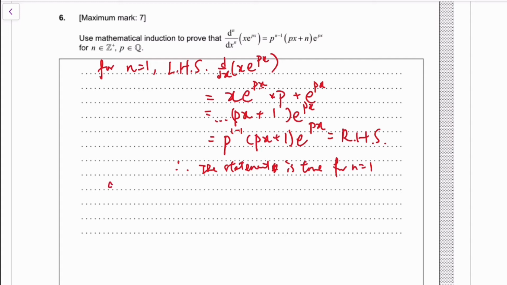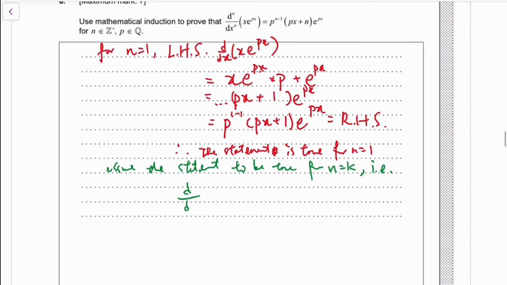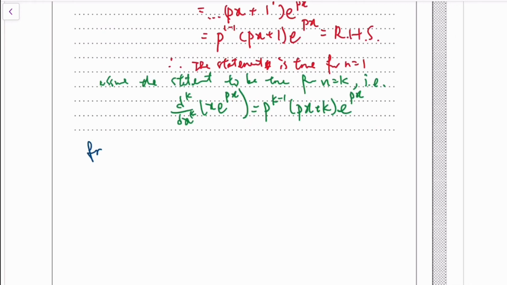Then assume, use a different color, assume the statement to be true for n equal to k. That is, usually I write out explicitly. That means the kth derivative is assumed to be p to the power of k minus 1, p times x plus k, e to the power of px. Then there is the induction step.